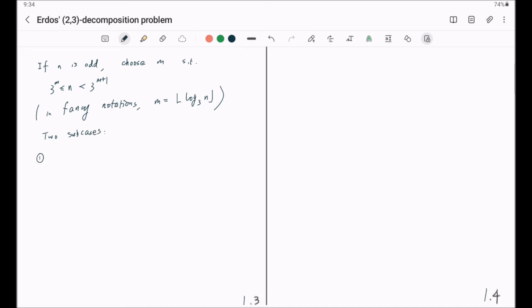First, if trivially we have n equal to 3 raised to the power m, then we are good, because 3 raised to the power m is the desired representation. Now case number 2.